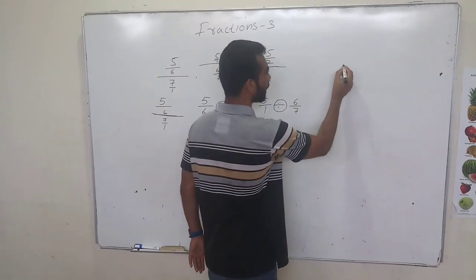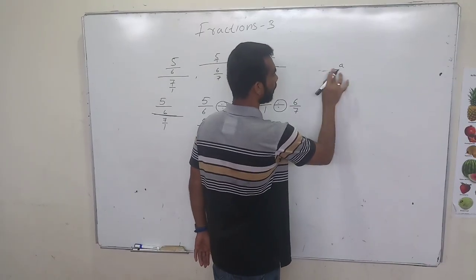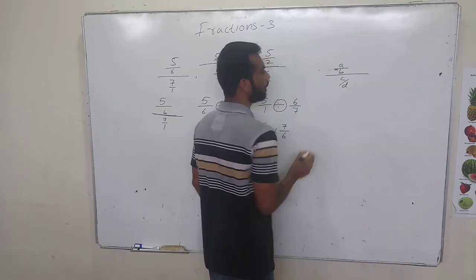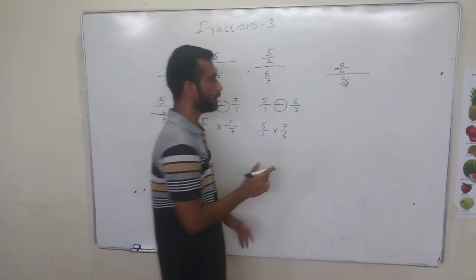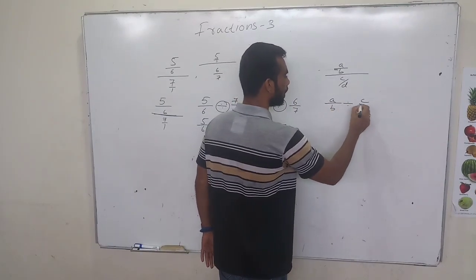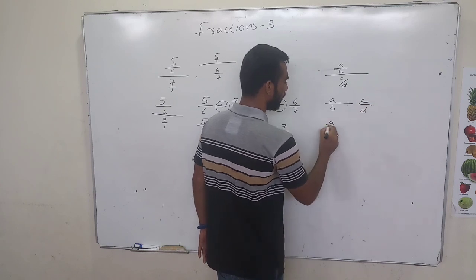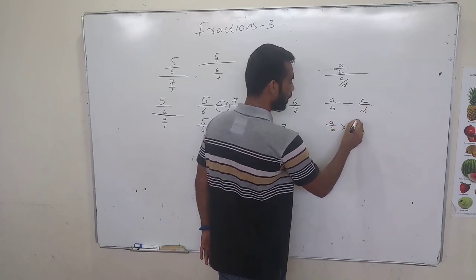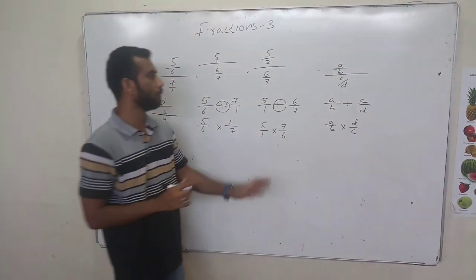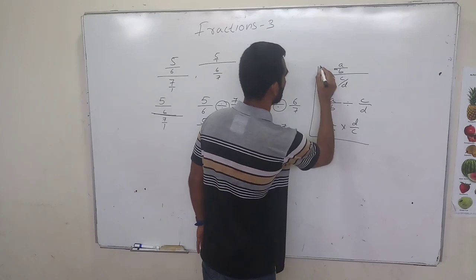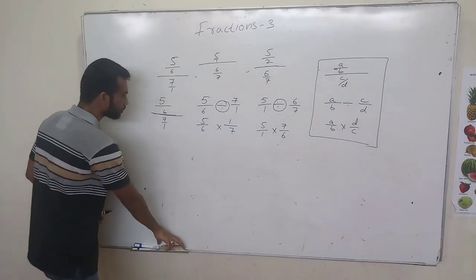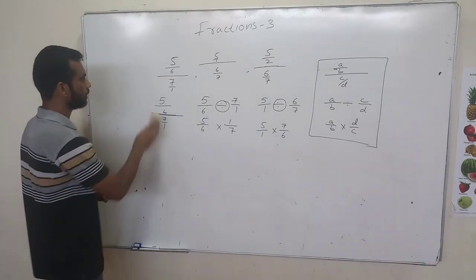Now, for example, A by B by C by D. So A by B divided by C by D becomes A by B into D by C. It will be in this form. Now, hope everyone understood this one.